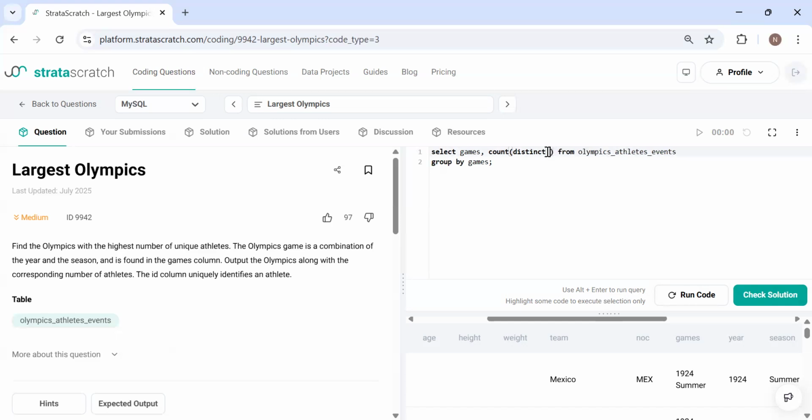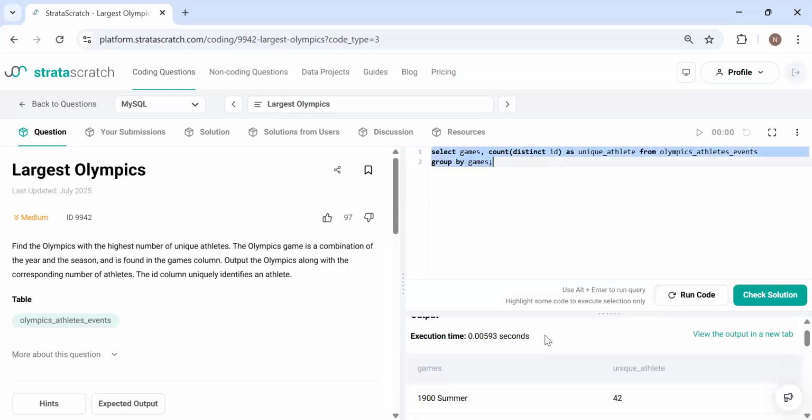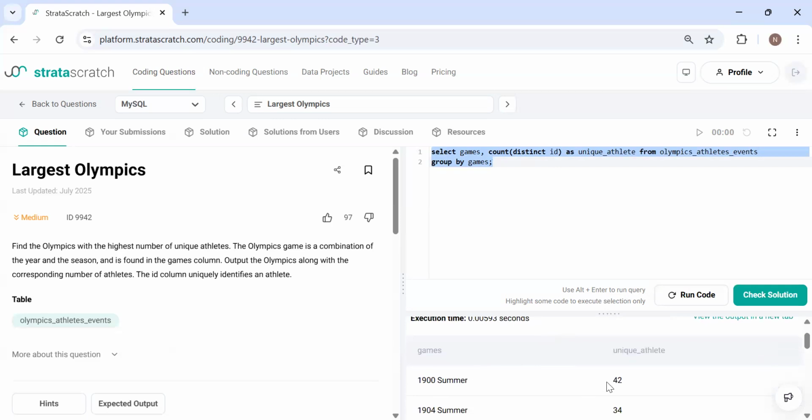And athlete ID is present in the ID column, so I'm going to write down ID. Let's name this unique athlete. Okay, now let's run this. So this is what we are getting: in 1900 summer, unique athletes were 42, 1904 summer, unique athletes were 34, and so on.